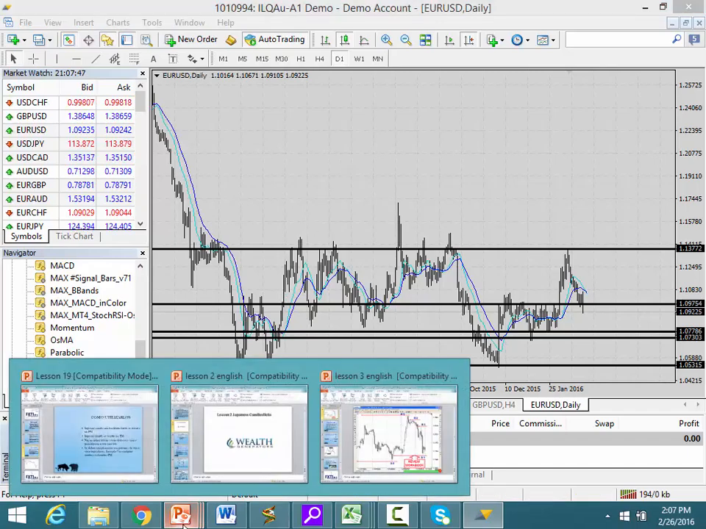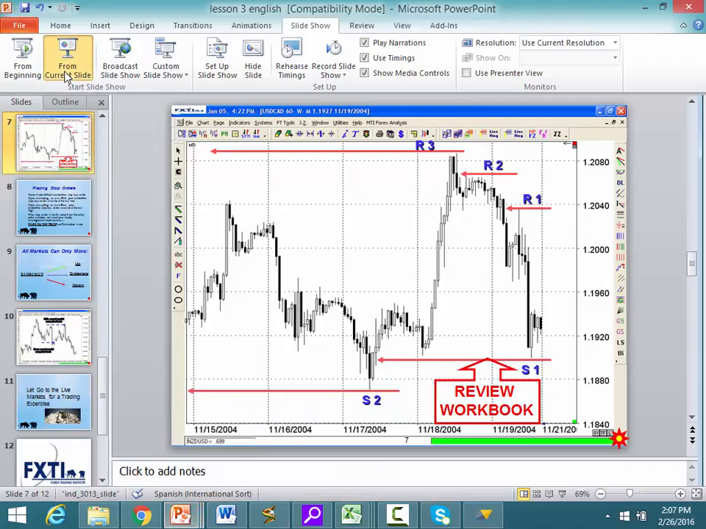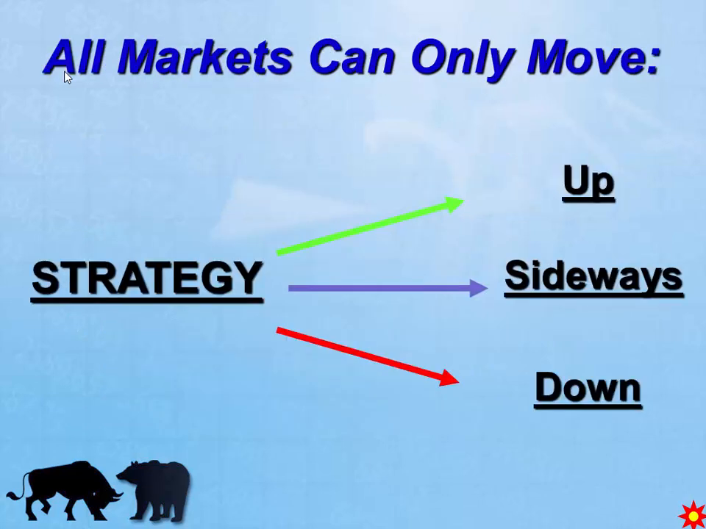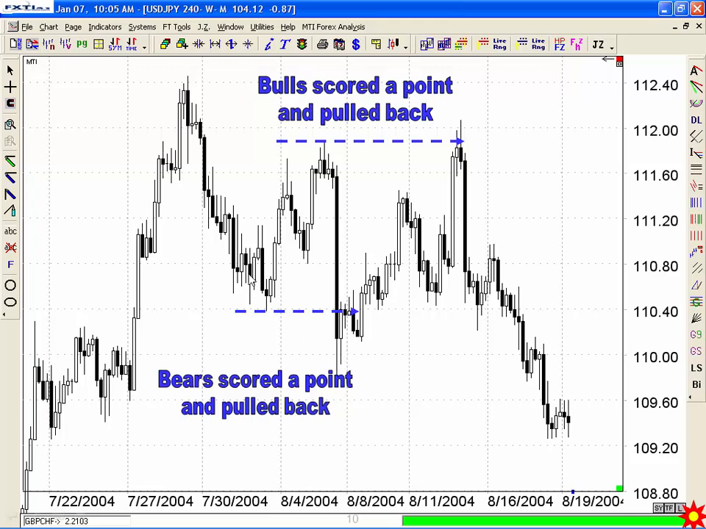Okay, so these support and resistance areas also help us to put our stop losses, right? Because you want to put them above or below that, and you could make money when the market goes up, down, or sideways. And you could see an example right here.